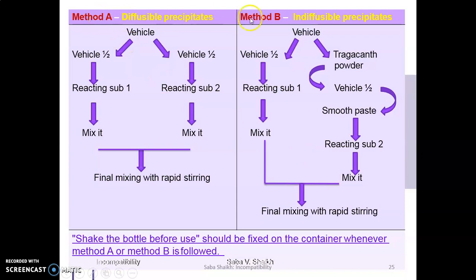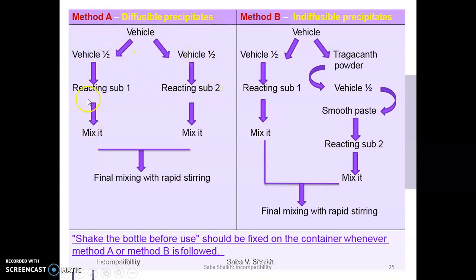So, method A and method B. Method A, as we have seen in the last slide, is for diffusible precipitate, and method B is for indiffusible precipitate. What is the difference? First we are going to see method A. Here, if you have a vehicle in the product in your prescription, you have to divide that vehicle into 2 parts. So half quantity here and half quantity here. If there is 100 ml of vehicle, 50 ml in one beaker, 50 ml in another beaker.